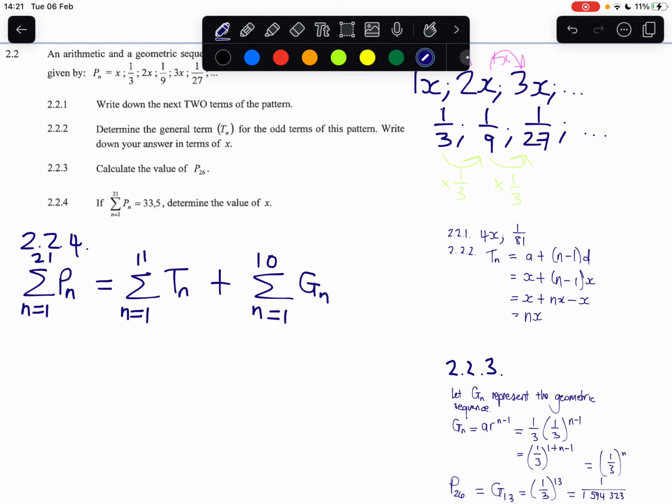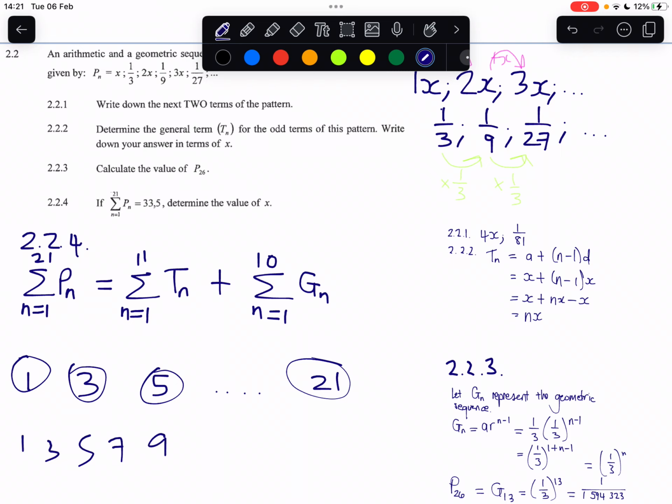Because if we're adding up the first 21 terms, remember term 1, term 3, term 5, and so on, up until term 21, those are all arithmetic, right? And how many of them are there? What's an easy way to figure that out? Well, you could just say 1, 3, 5, 7, 9 is 5, 11, 13, 15, 17, 19 is another 5, and then plus 21 gives you 11, right? So that's, I think, a quick way to figure that out.